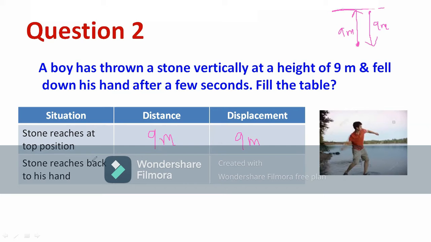The stone reaches back to his hand. So after traveling 9 meters, again it is traveling back another 9 meters. Upward direction 9 meters, downward direction 9 meters. So what is the right answer? 9 plus 9 meters. 9 plus 9 means 18 meters. Do remember this, 18 meters.